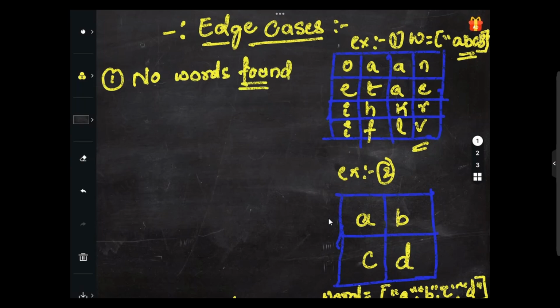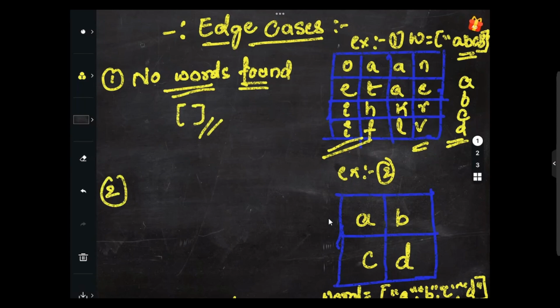So the board, we have input OAAN, AETAE, IHKR, IFLB, right? We have to fetch or search for the words they have given here. We have considered A, B, C, D, so you have to perform DFS, right? Here B, C, D are not present at all. Only A is present, so we can just ignore this one. So the output will be an empty array, right? This is for the condition no words found. So we consider this example, right? Let's move on with the next example.